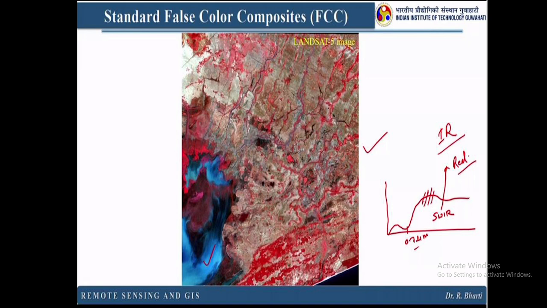So we can see that there is one curve here. This is the smaller one and this is the higher. The smaller one is at 0.7 micrometer, and this higher portion is the infrared and red portion. This is the short wave infrared portion.